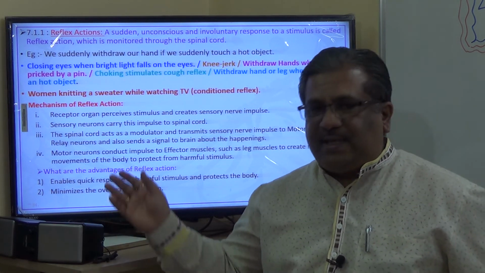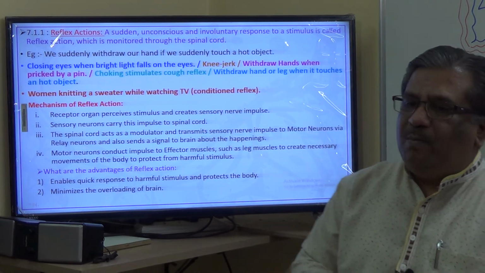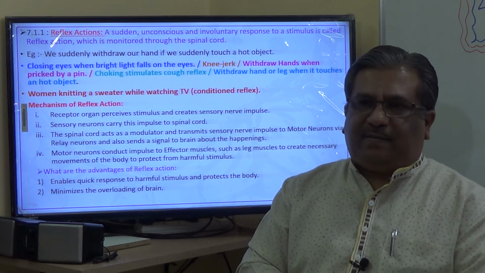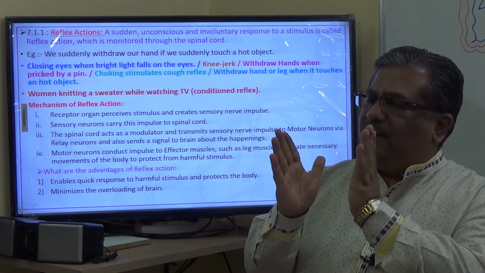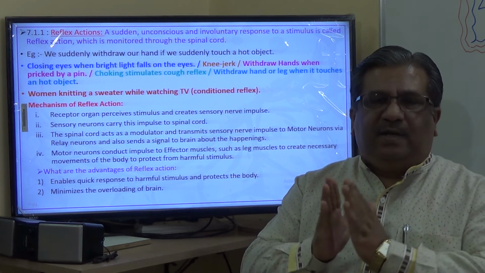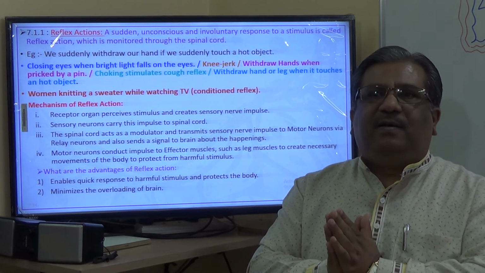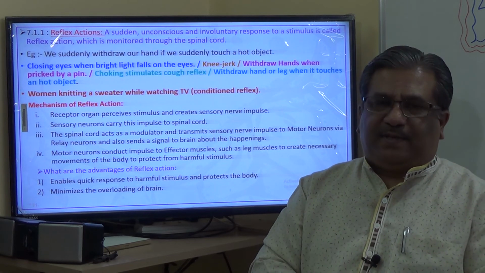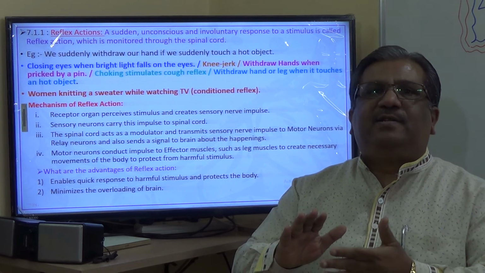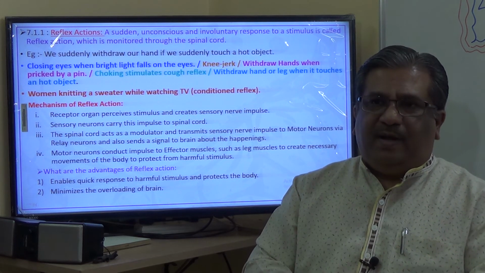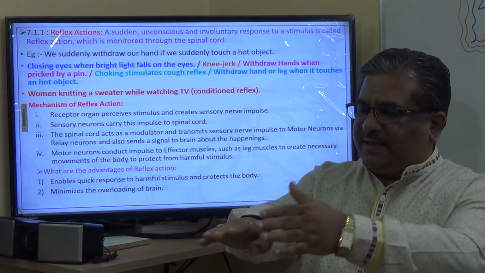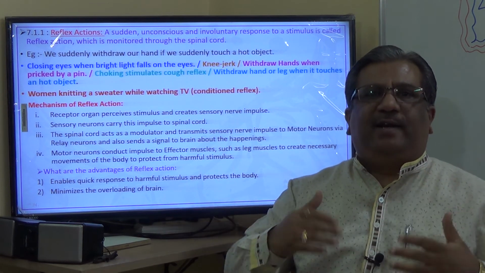So how this happens is basically, suppose there is a hot plate. If we touch the hot plate, what receptors are present in the skin? Thigmoreceptors, or these are also called thermoreceptors. They receive the information and create a nervous impulse. The nervous impulse travels through the sensory neurons to the spinal cord.